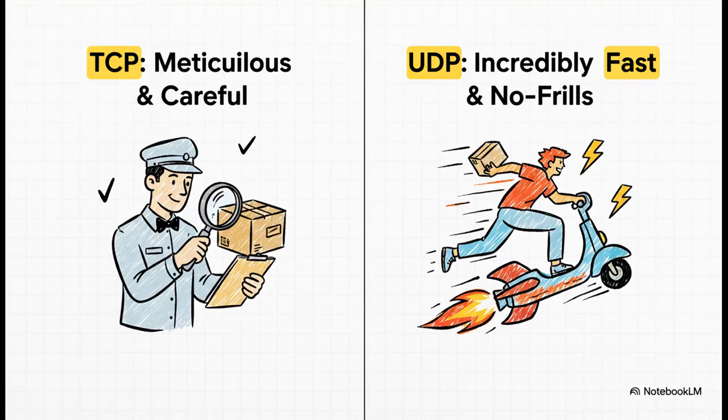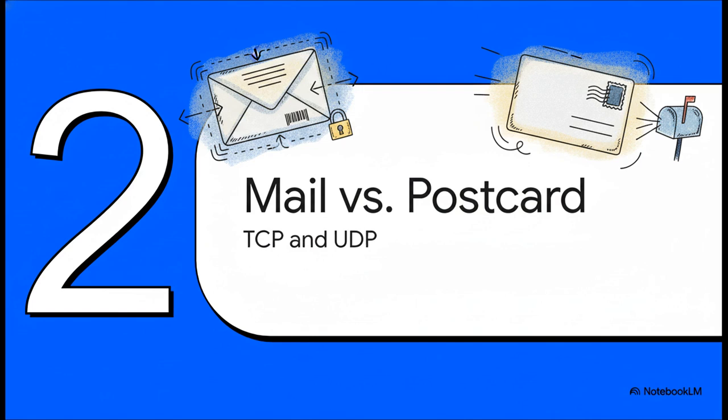Okay, so here's where it gets interesting. Inside this shipping department, there are basically two main employees, two main ways to send your package. And they have completely opposite work ethics. One is the super careful, detail-oriented type who triple checks everything. The other one? They're all about speed. No frills, just get it out the door now. And these two employees have names, TCP and UDP.